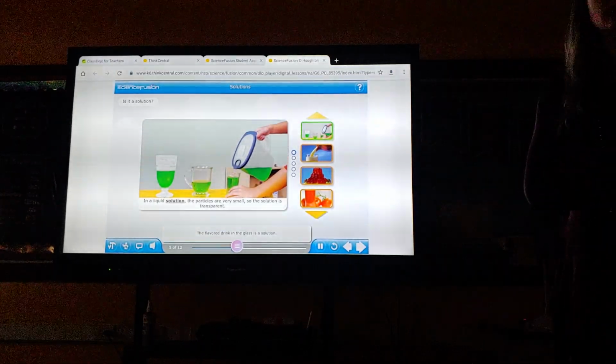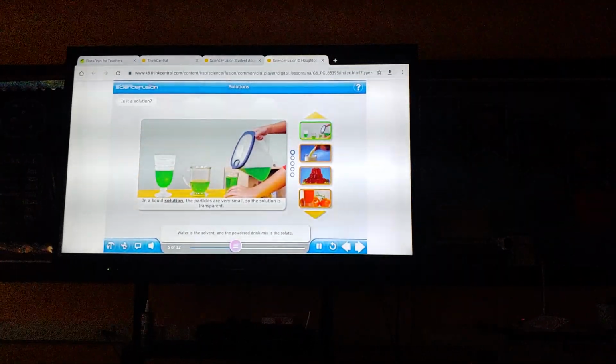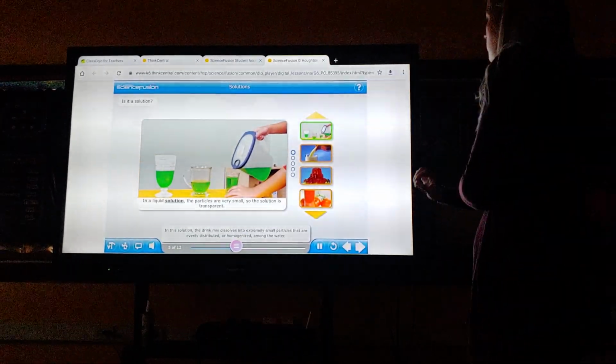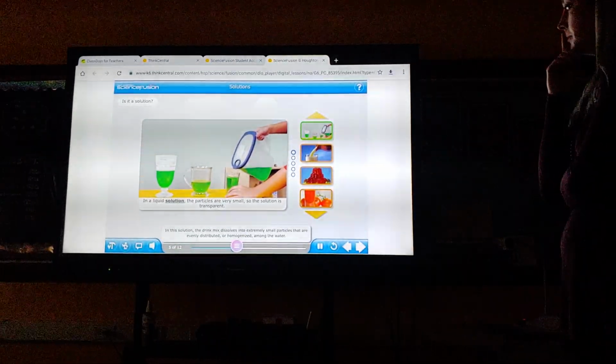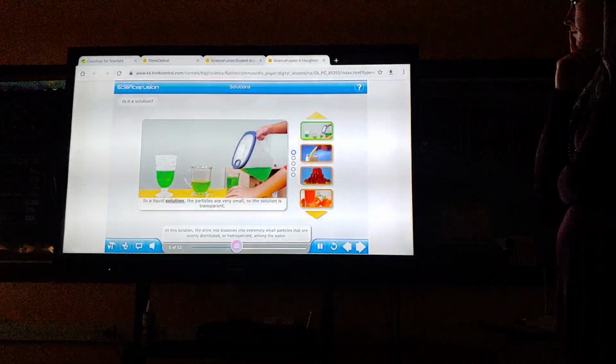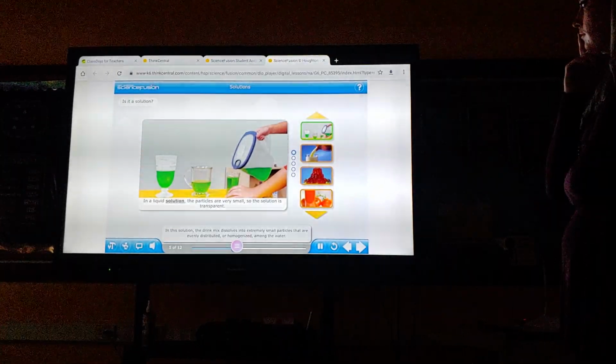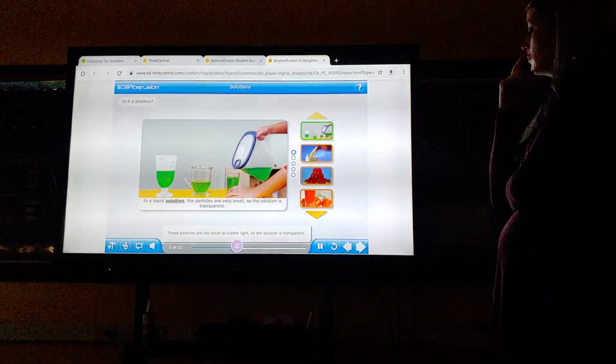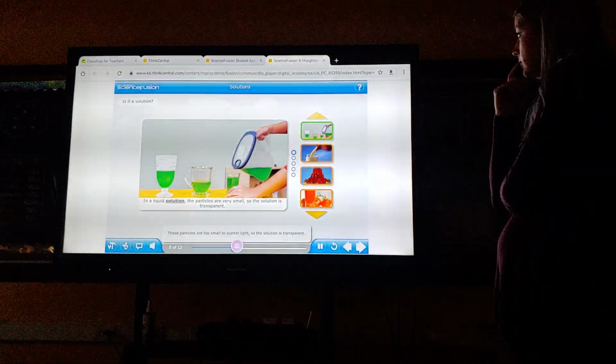The flavored drink in the glass is a solution. Water is the solvent, and the powdered drink mix is the solute. In this solution, the drink mix dissolves into extremely small particles that are evenly distributed or homogenized among the water. These particles are too small to scatter light, so the solution is transparent.